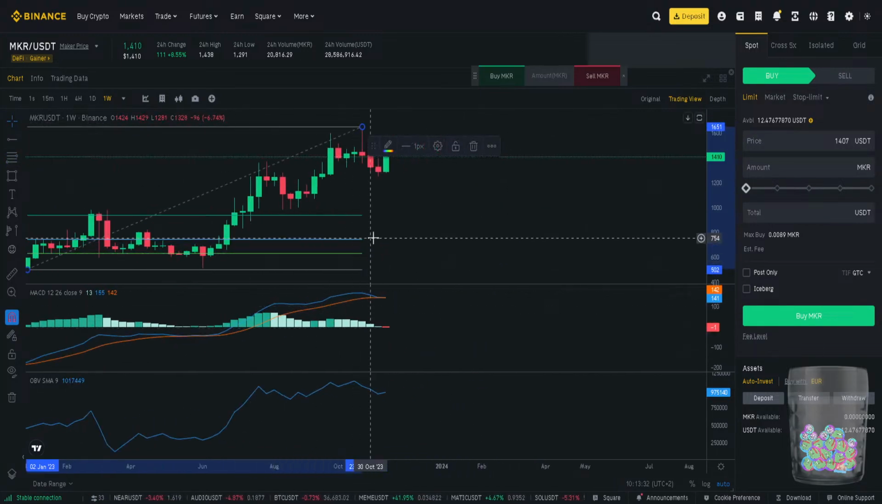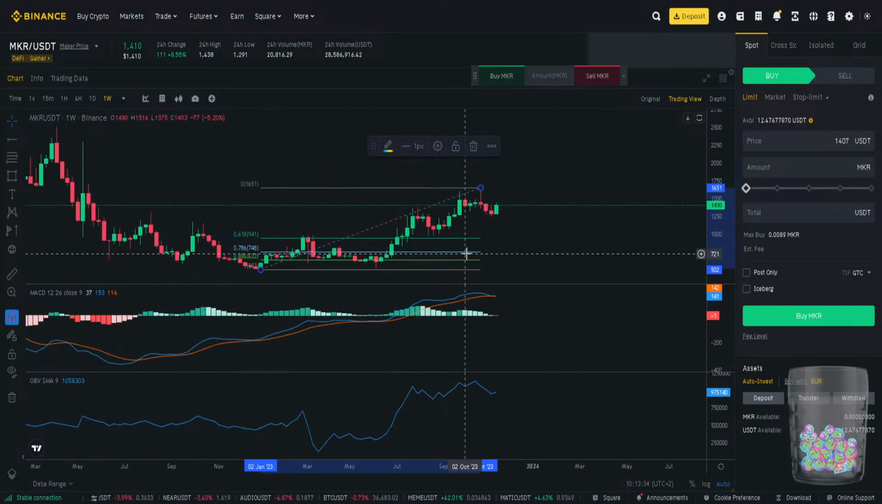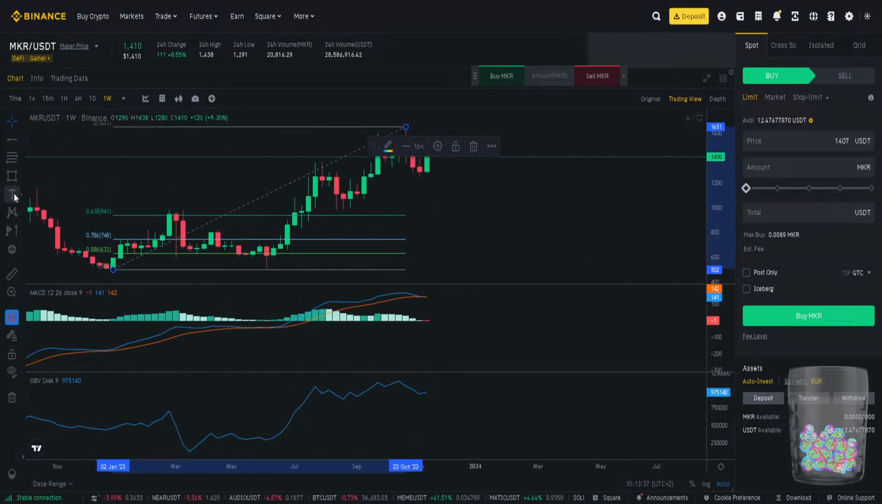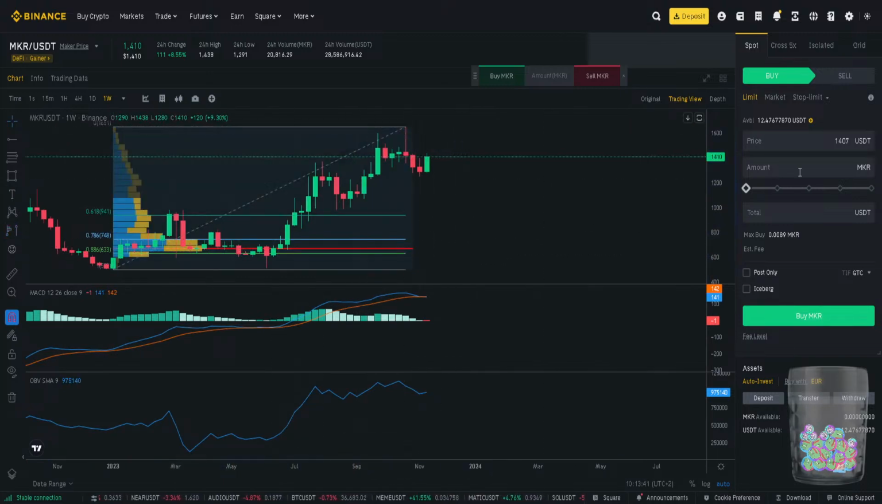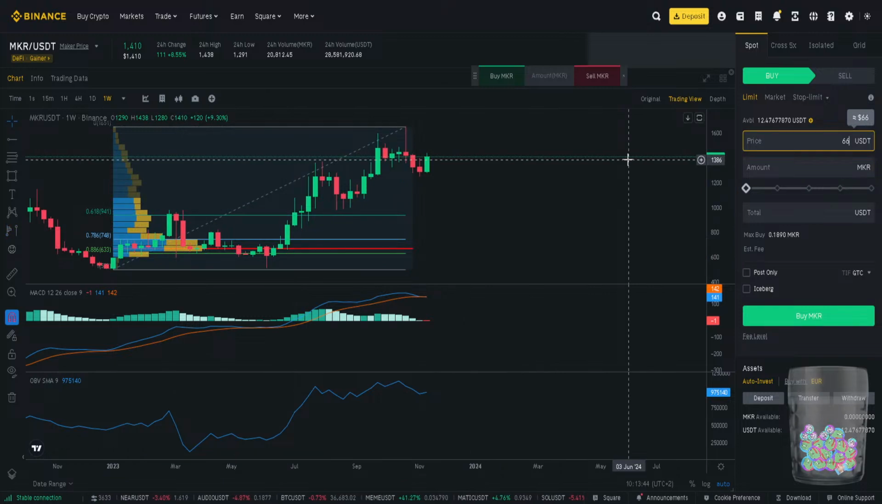I mean, bearish divergences on the weekly. Ouch. See where most of the volume was traded on this. 668. Let's get some there.